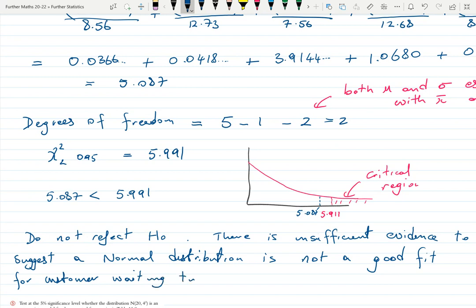You might find other contexts, like turn times at the post office, so check with mark schemes to see what they want there. But OCR is going to want this double negative. They certainly did in the most recent example I've seen. There was insufficient evidence to suggest the normal distribution is not a good fit for customer waiting times at the post office. So it might be a good fit. Okay, that's it. I hope you found this useful.